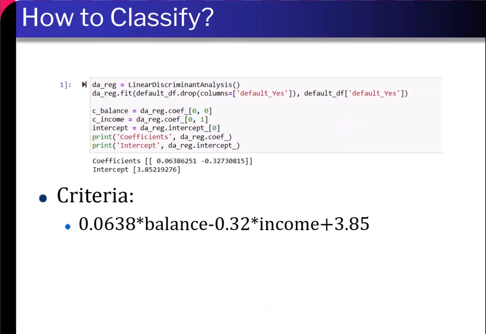Okay, here's how we are supposed to use these coefficients. The first coefficient is going to be the coefficient of balance. So I have two predictors. The first is balance and the second is income.